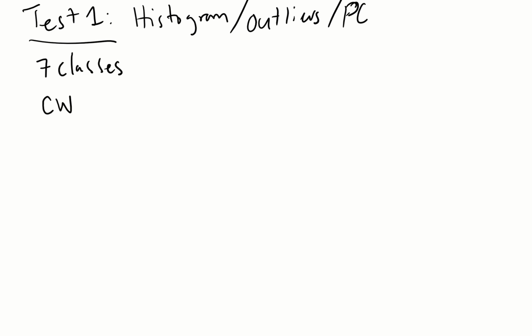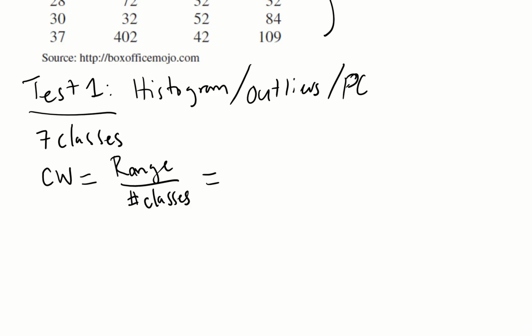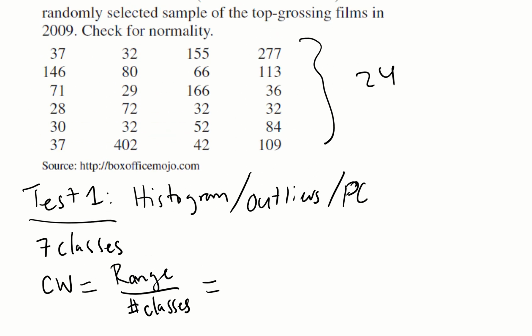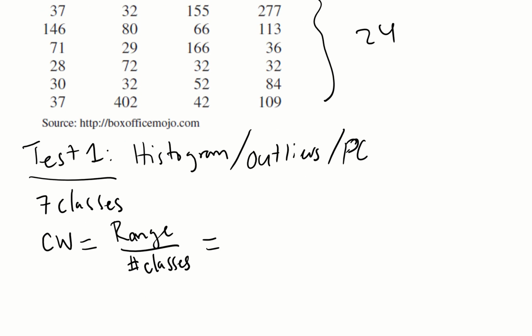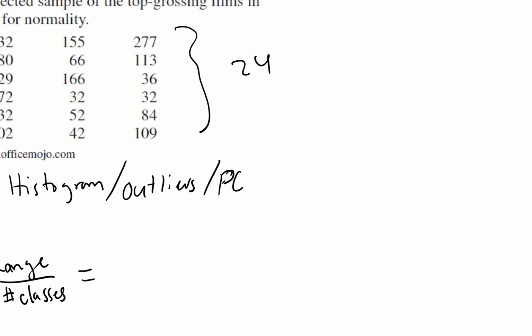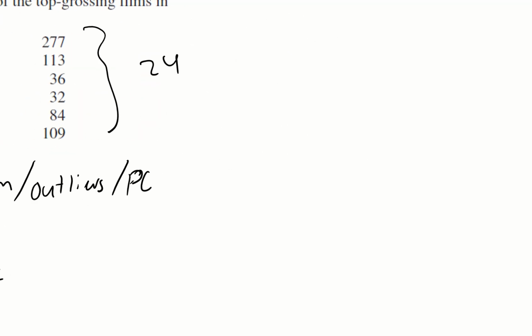So we need to calculate our class width, which is our range divided by the number of classes that we chose, which is 7. In order to do the range, it's probably easier to just sort the data. So that's one of the first things we're going to do. Let's go ahead and sort the data here, and then when I sort it, we'll come back.